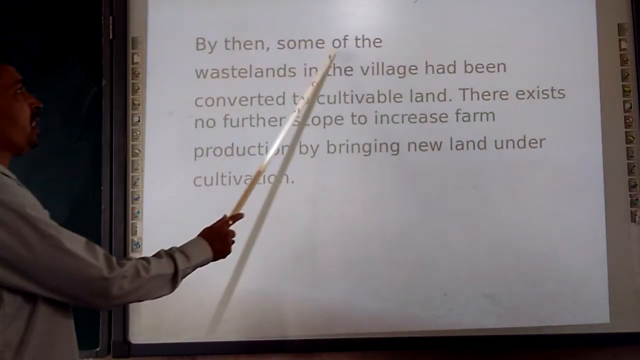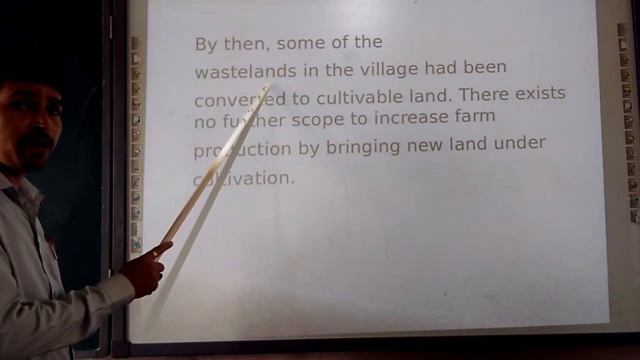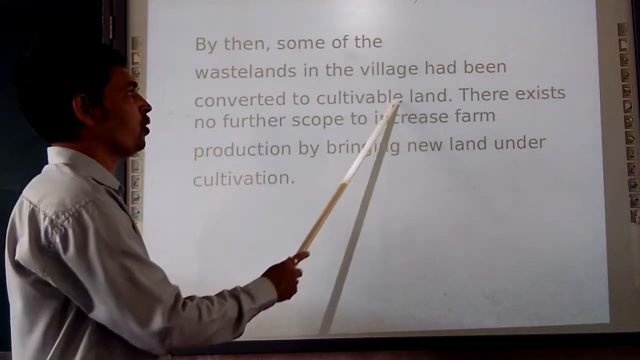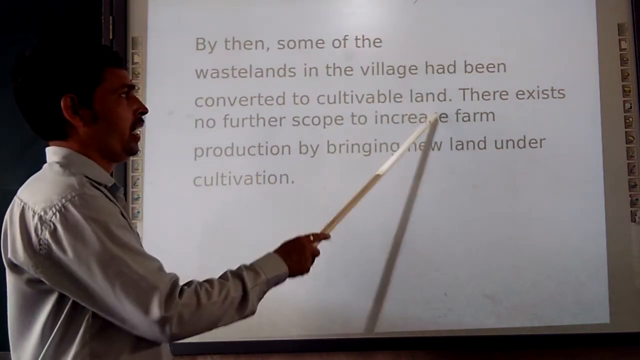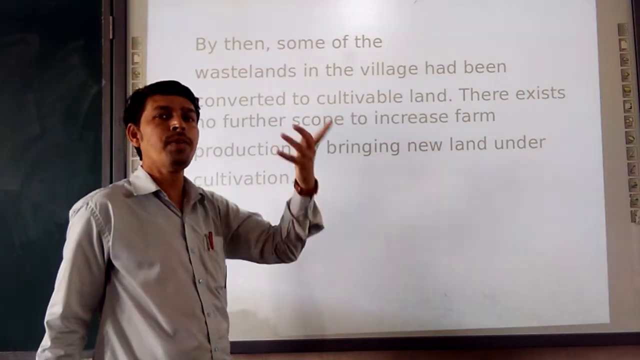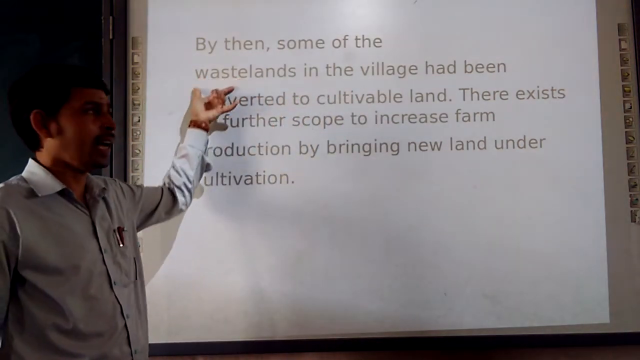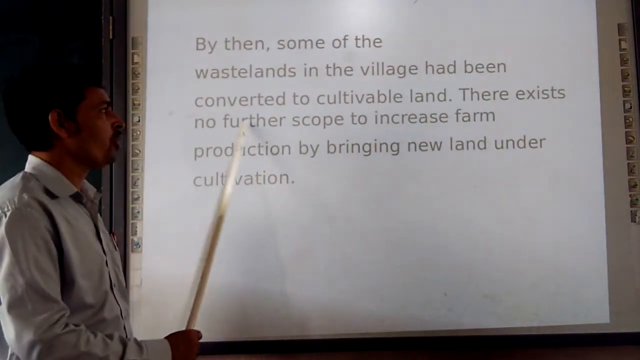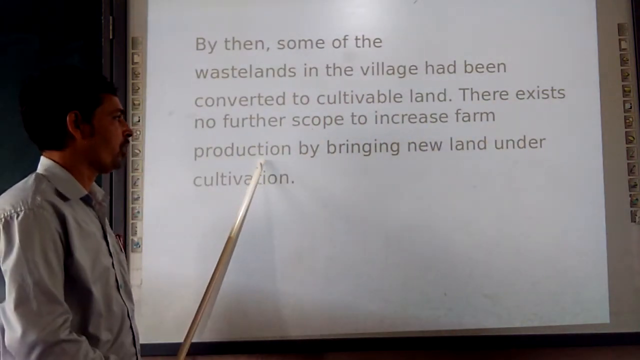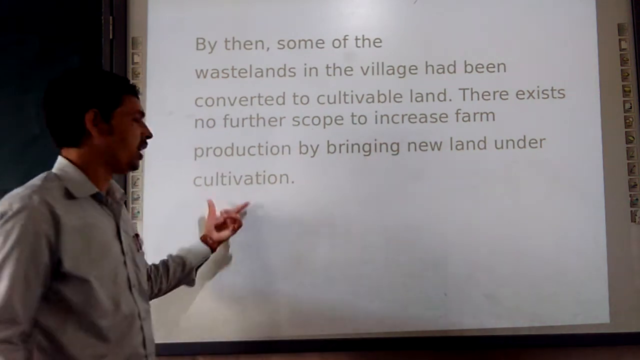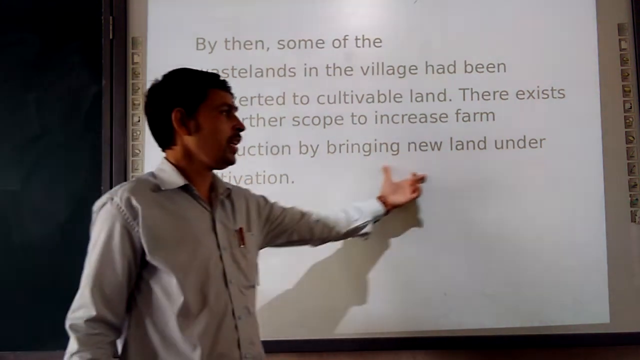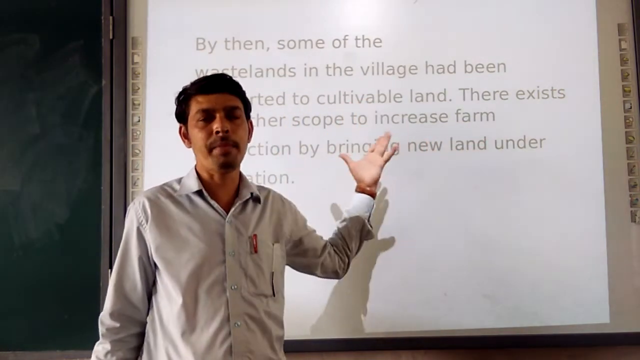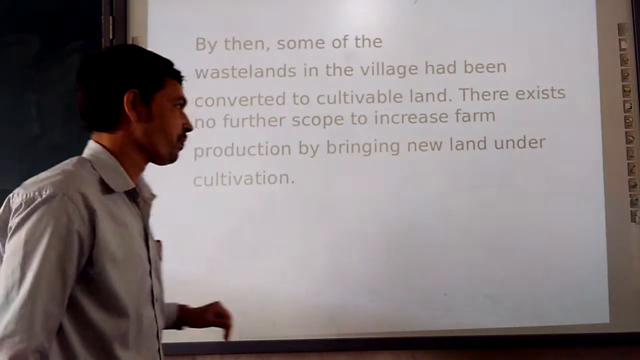Next, some of the wasteland in the village had been converted into cultivatable land. So they are converting wasteland into cultivatable land. There exists no further scope to increase the farm production by bringing new land under cultivation. So for new land under cultivation, there is only one scope, and that scope they are managing through the wasteland.